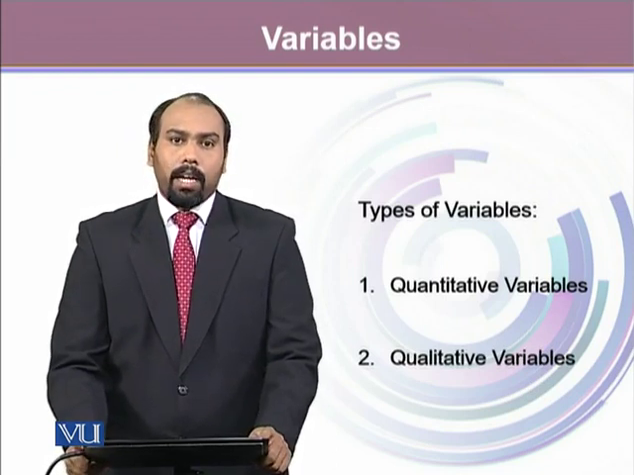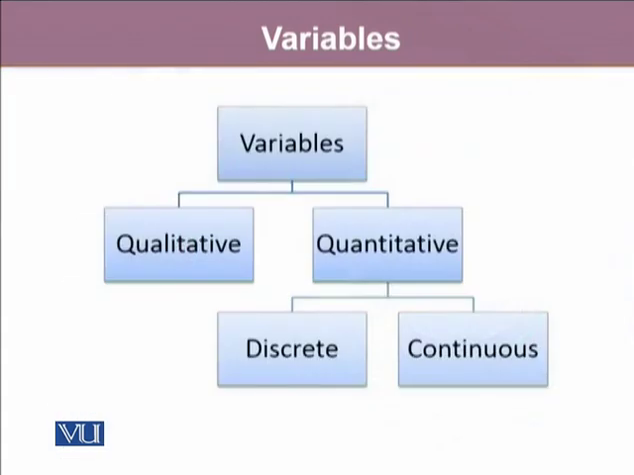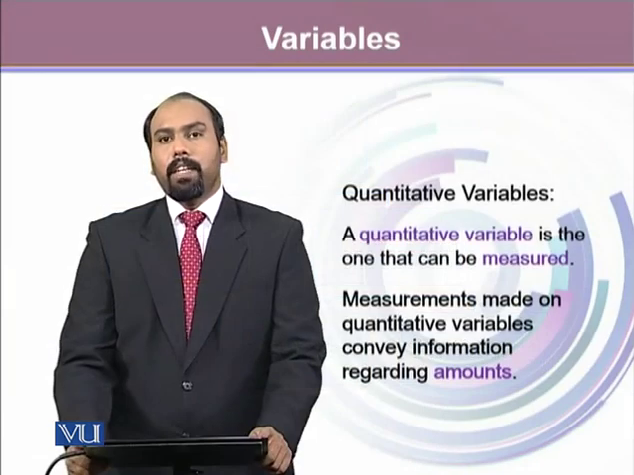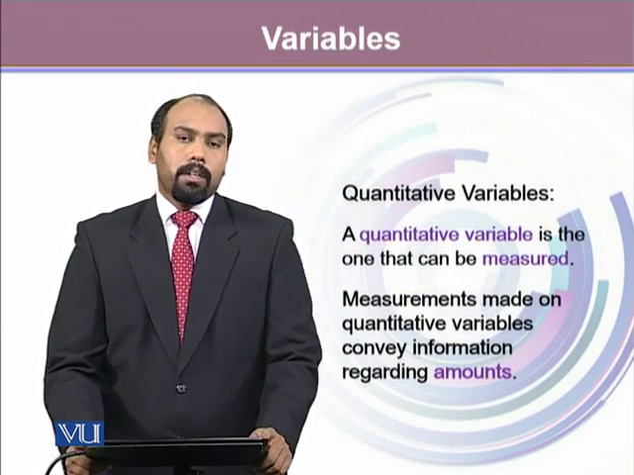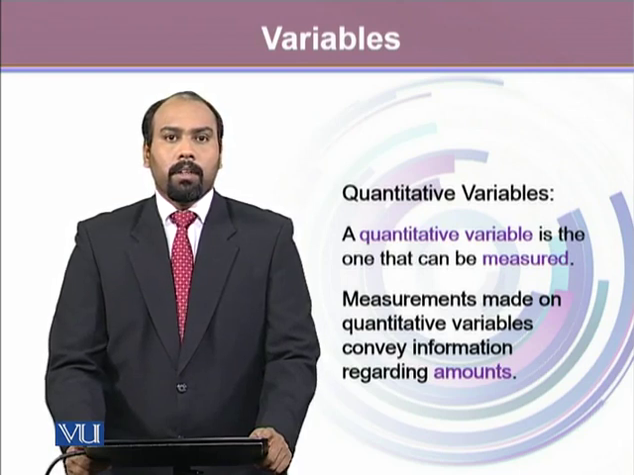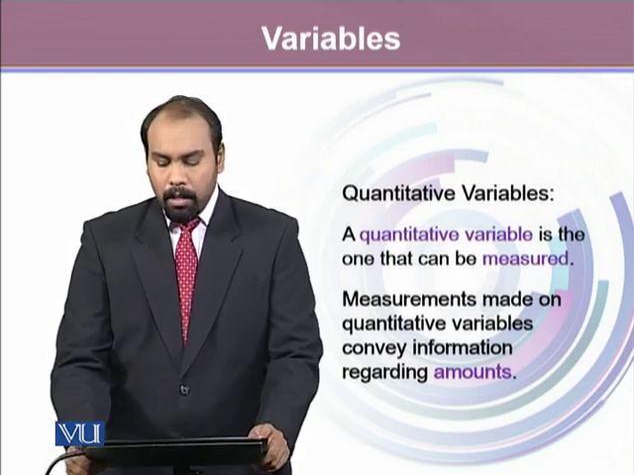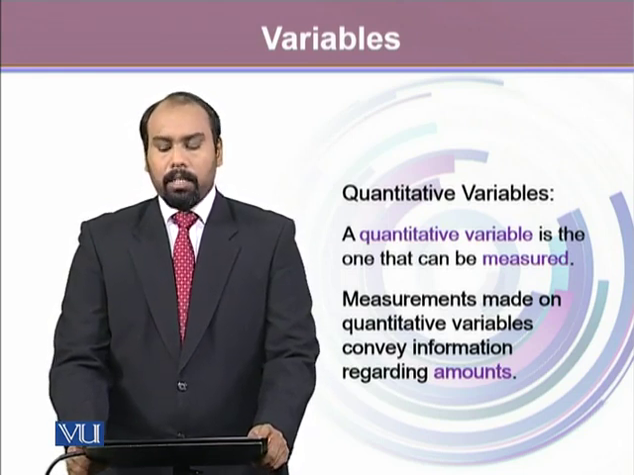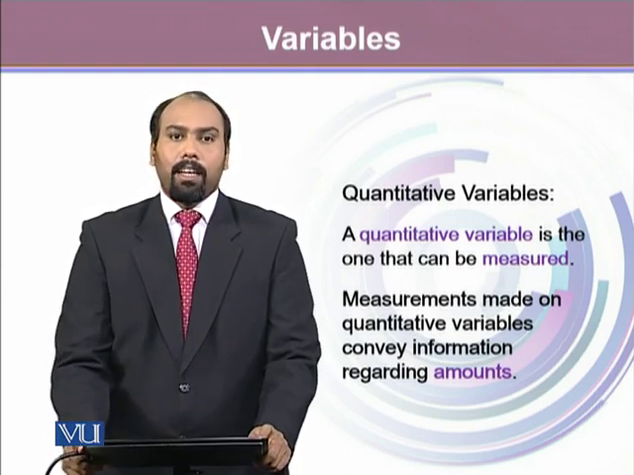Variables are mainly of two types: quantitative and qualitative variables. Quantitative variables are further divided into two categories: some are discrete variables and some are continuous variables. Quantitative variables are usually known as measured variables. These are numeric variables which contain some magnitude of every observation they take. Measurements made on a quantitative variable convey information regarding the amount of some value.